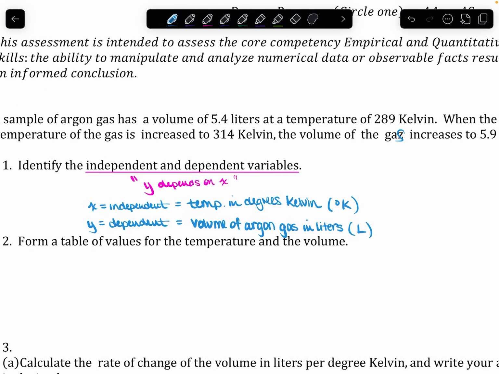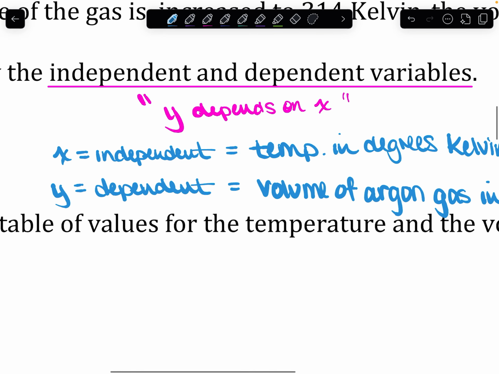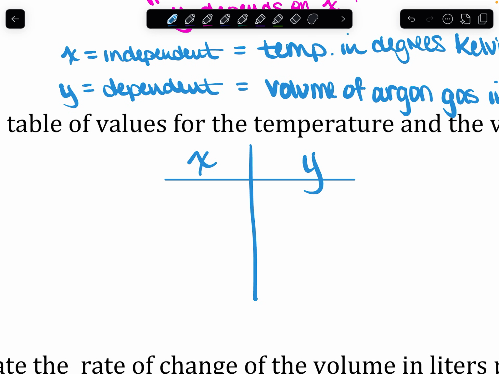All right, part 2: form a table of values for the temp and the volume. A table means a table of your x and y values. So I've got my x, I've got my y. A table is like putting the points in two columns. If you want to do rows, you could do rows too. Just make sure they are labeled.